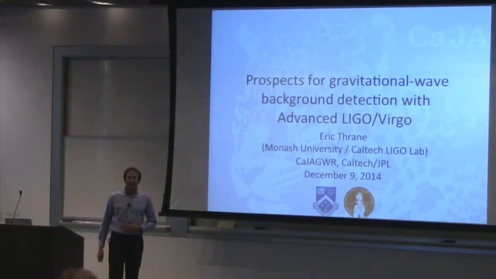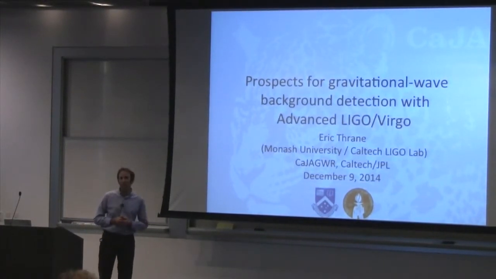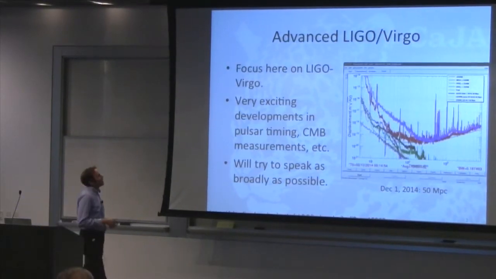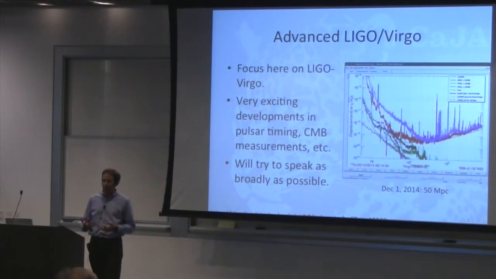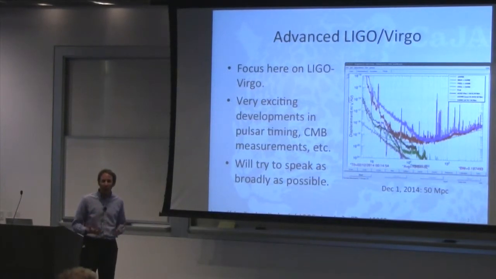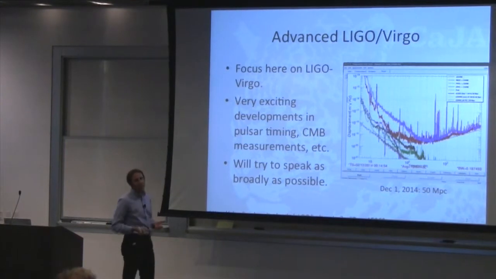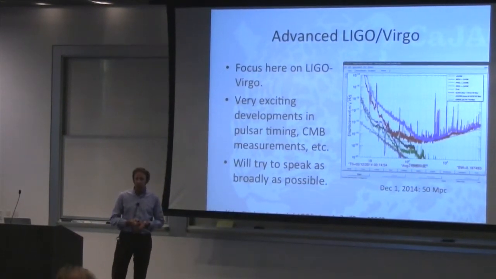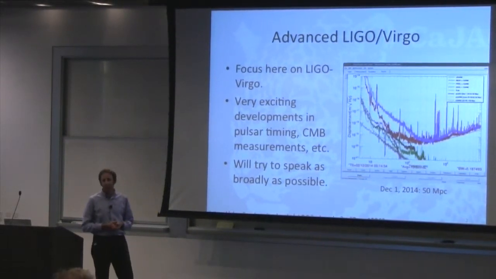I'll be speaking about the prospects for gravitational wave background detection with Advanced LIGO and Virgo. The focus of my talk today is going to be on detecting stochastic backgrounds with LIGO and Virgo. But this is a much broader field looking at stochastic backgrounds than just LIGO and Virgo, and there are very exciting developments that I won't be focusing on mostly here in other observational astronomy fields such as pulsar timing and cosmic microwave background measurements.